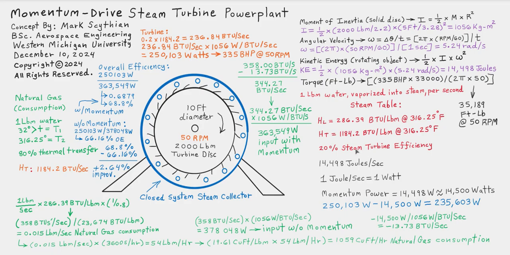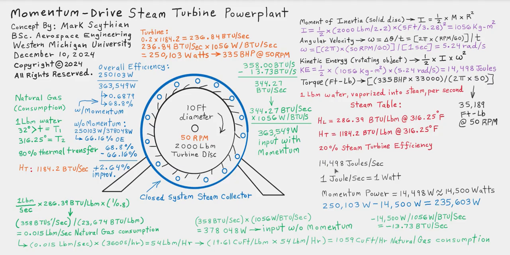And then we have to multiply that value times 0.2. And so when we do so, we did it right here, 0.2 times 1184.2. So we actually get an equivalent BTU output of 236.84, for which we can convert to watts by multiplying times 1056. So this becomes 250,103 watts of mechanical power, or 335 brake horsepower at 50 RPM.